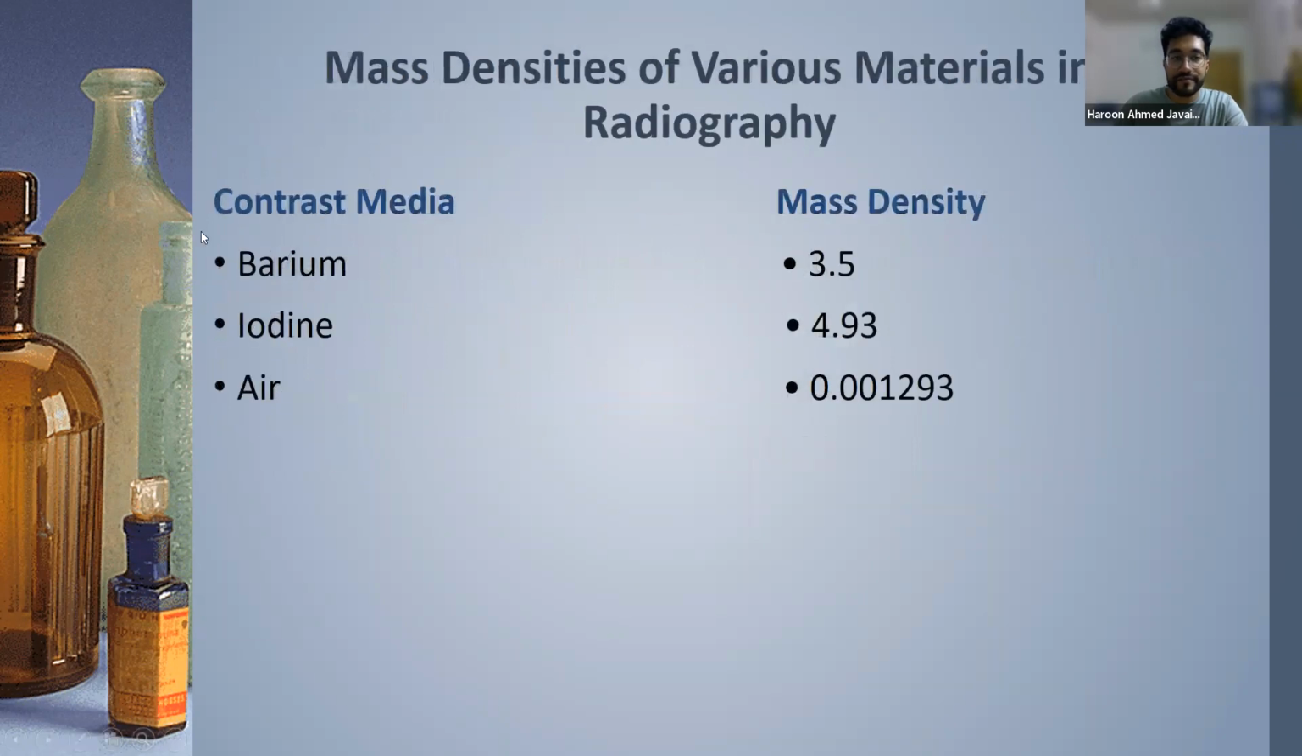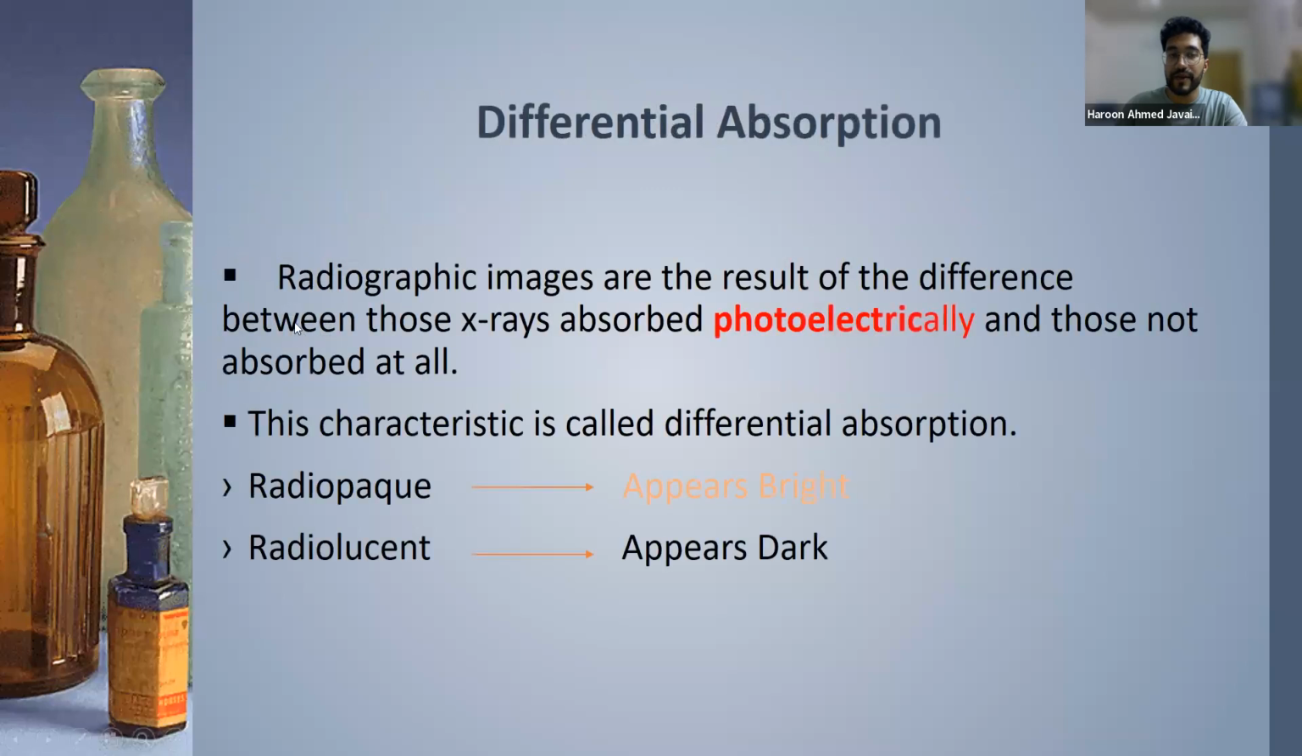Cool. Okay, so there are different types of contrast media, and this is important. You need to memorize this. They may ask you about this, so just memorize it, or just have a general idea. This is like 3 something, this is 4 something, this is 0.0 something. Barium and iodine are 2 different contrasts that we routinely use. You should know them.